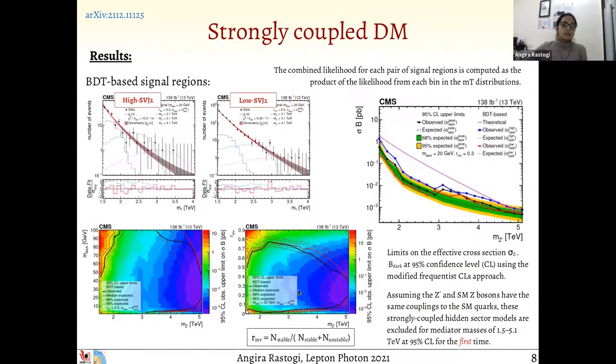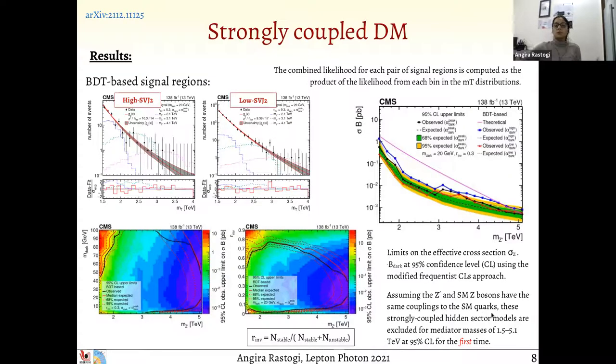So coming to the final results, on the top left, these are the distributions of the transverse mass of the dijet system in the high SVJ2 region and the low SVJ2 region. And then these two are statistically combined to derive upper limits on the production cross section times the branching ratio to dark matter as a function of the Z prime mass for different coupling scenarios. But we have also produced 2D limits as a function of the mass of Z prime versus the mass of the dark matter, and also the mass of Z prime versus this R invisible parameter, which is the ratio of the number of stable by the number of stable plus unstable objects.